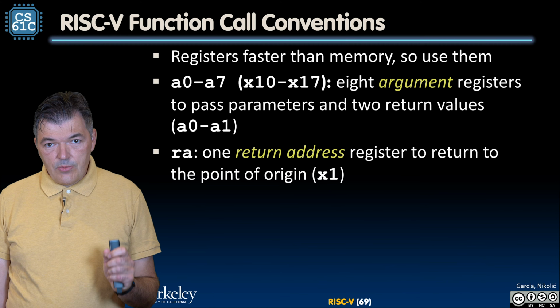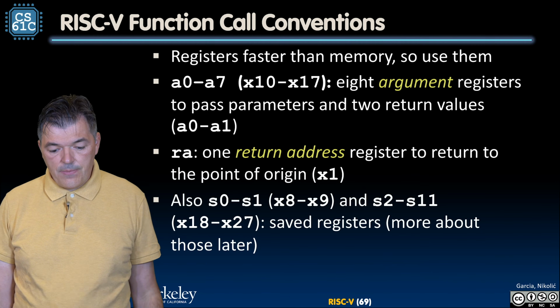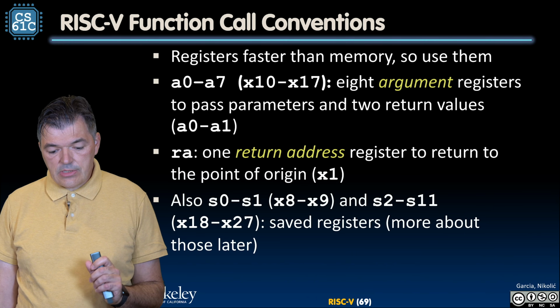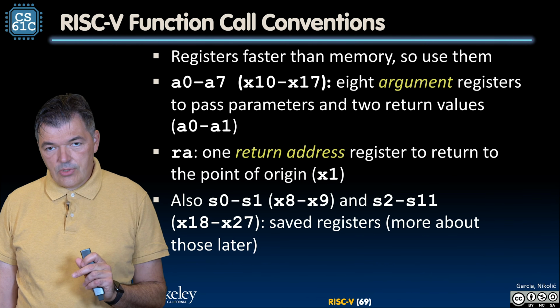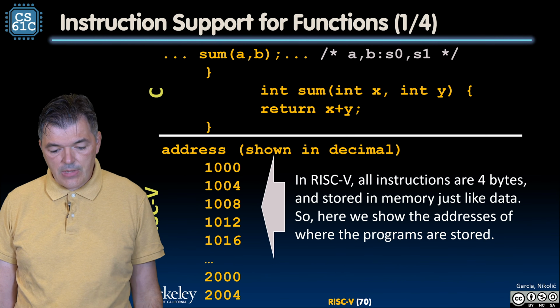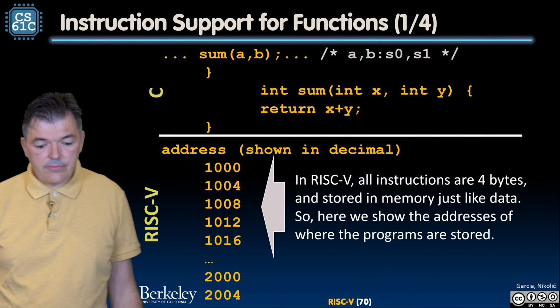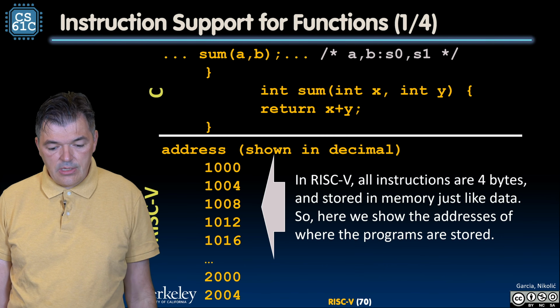Return address is going to be stored in register X1, and we are going to call that RA. Also, registers S0, S1, and S2 to S11 are going to have a special meaning of so-called saved registers. Let's take a look at how a function looks in assembly.